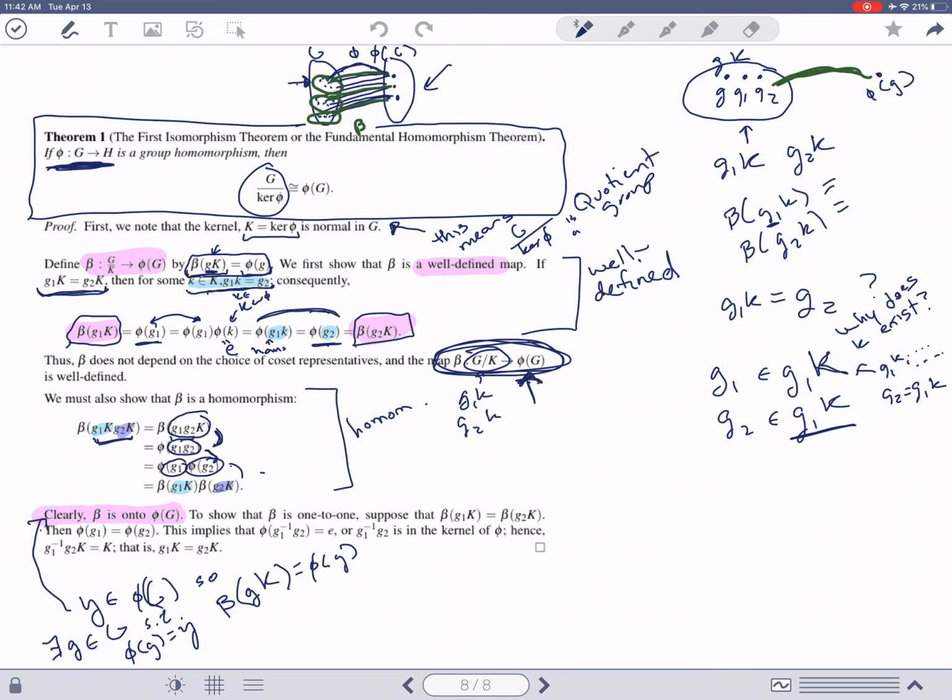So I am good, and it wasn't that hard to talk about the onto, but I still wanted to before I just convinced myself it was true: that anything that I pick from the image, I can in fact hunt down a coset that maps there.